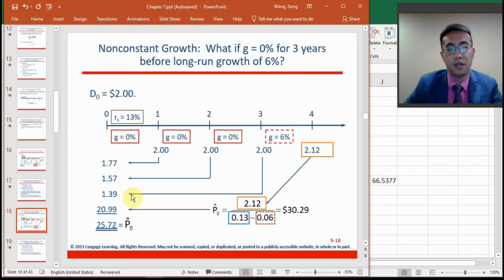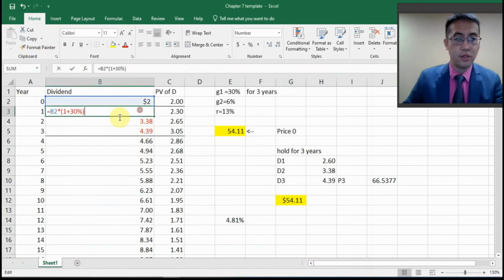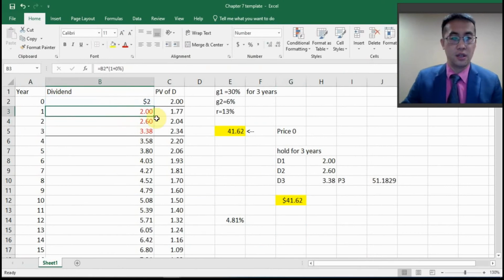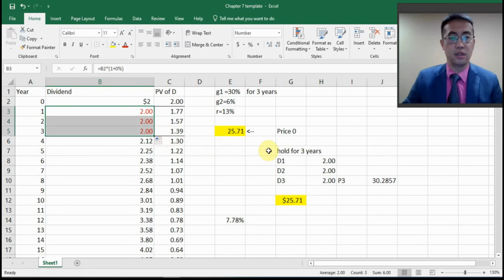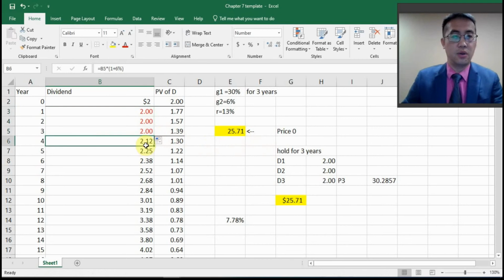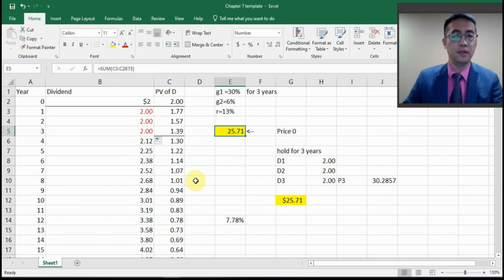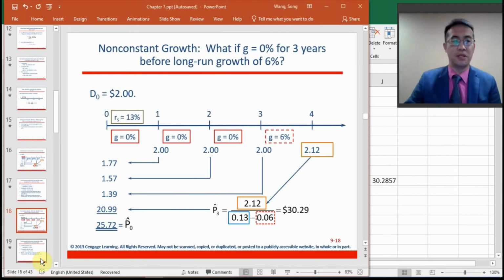All right. And here is another example. What about the growth rate is 0% for the first 3 years and then 6% thereafter. So it's just like what we did with our assignment. So change the first stage growth rate to 0%, drag it all the way down, and then it grows by 6% thereafter. So the price today is 25.72. All right, there's some rounding issues by 1 cent, but it's okay.